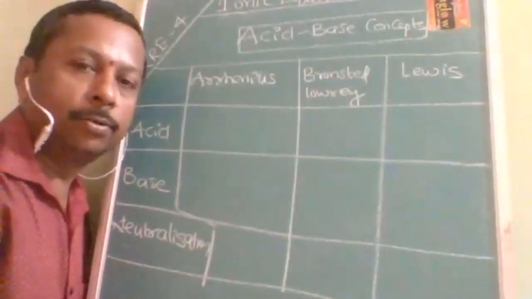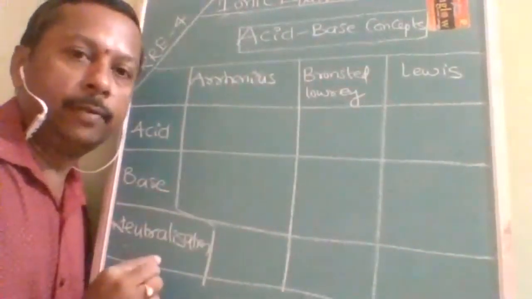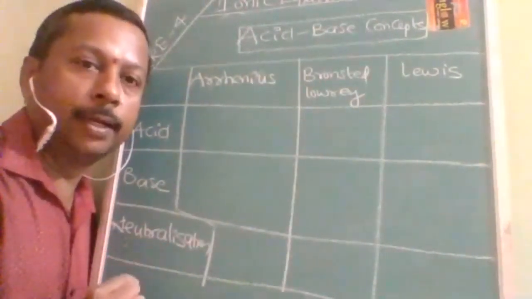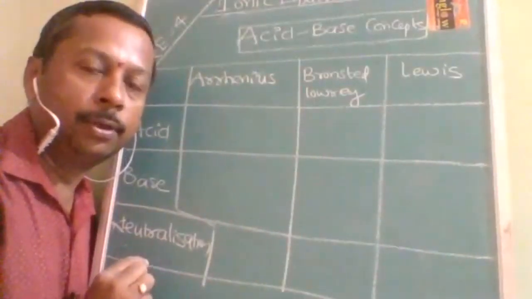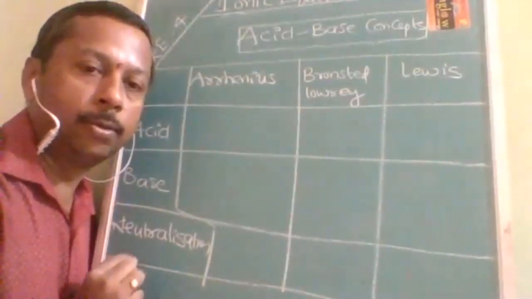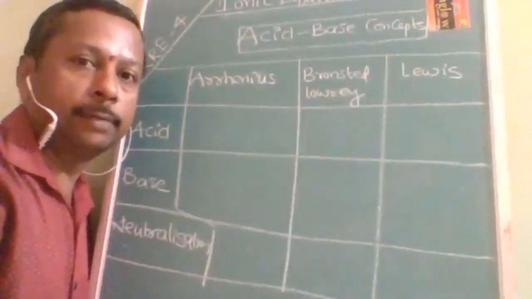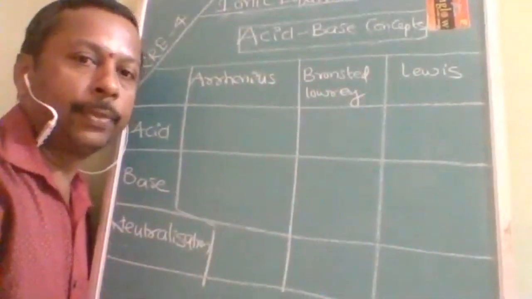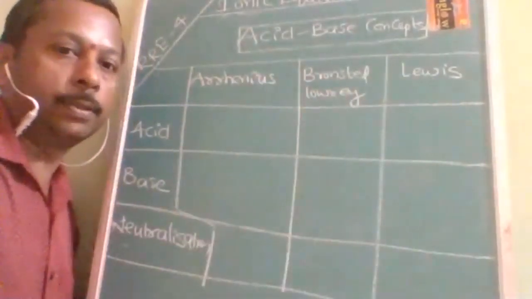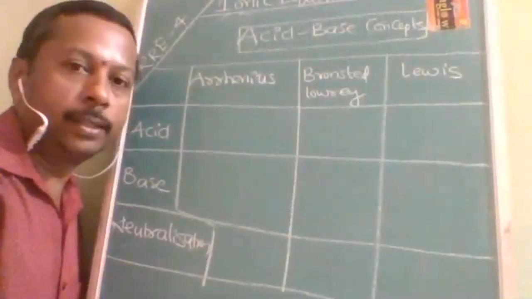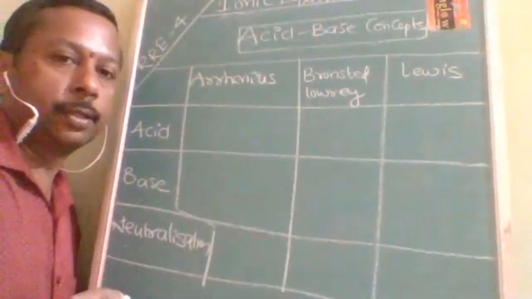Now we are into the next segment, acid-base concepts. I am giving you just a summary and comparative study so that in a very short span of time you should be able to understand all concepts thoroughly. There are three concepts which are more important from the examination point of view: Arrhenius concept, Bronsted concept, and Lewis concept. And there are some common points among them: acid, base, and neutralization.